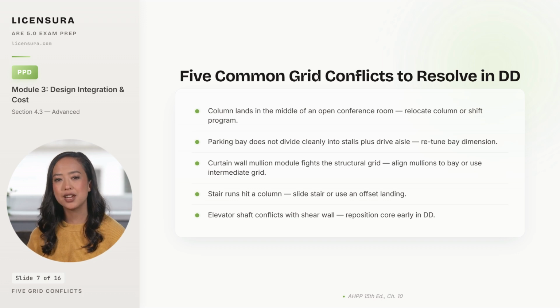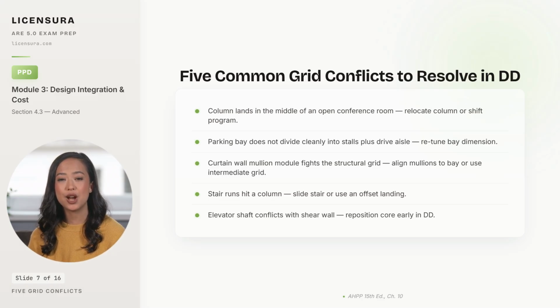and the only fixes are relocating the column upstream in the structural grid or shifting the program around it, both of which cascade. Second, the parking bay does not divide cleanly into standard parking stalls plus the required drive aisle, leaving wasted space or stranded stalls. The fix is retuning the bay dimension to land cleanly.